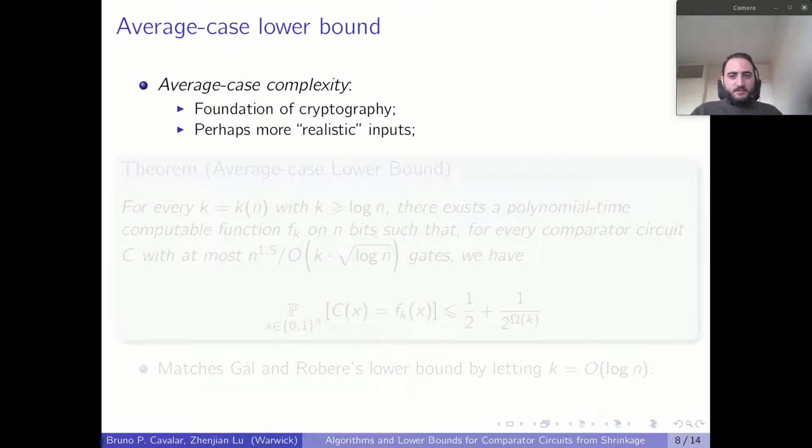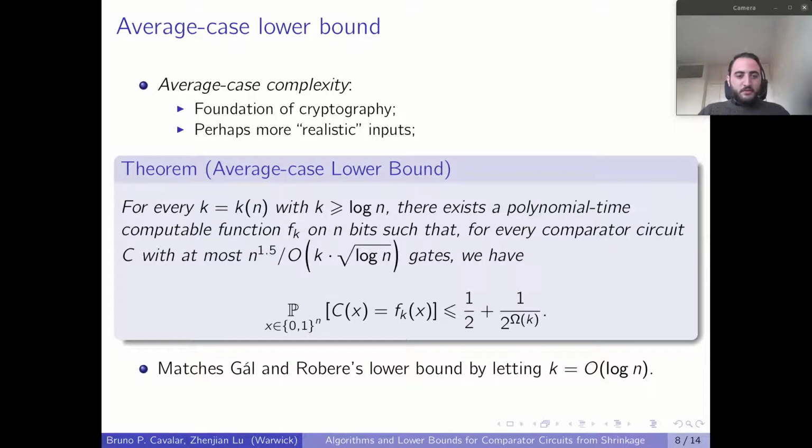So first, let's talk about the average case lower bound. Average case complexity is at the foundation of cryptography. The existence of one-way functions is predicated on the existence of average case hard problems, and it's also maybe a proxy for talking about complexity in the context of more realistic inputs.